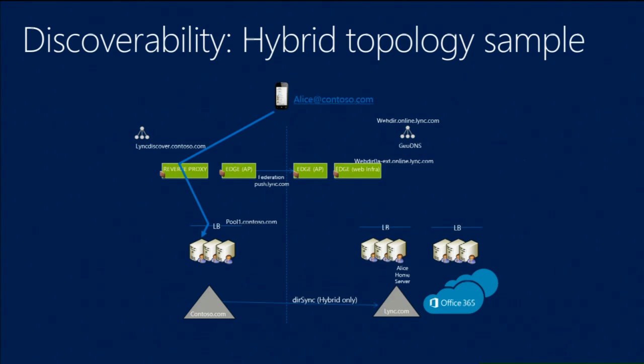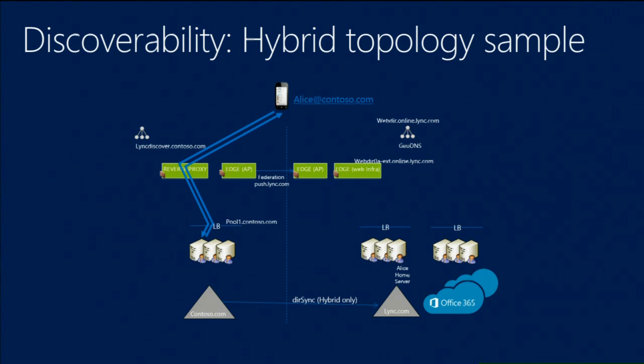So when Alice tries to connect to the UCWA server, and Alice is actually a user that's in the cloud, Alice uses linkdiscover.contoso.com, which is hosted by our internal pool, goes through the reverse proxy, asks the pool, could you please tell me where my UCWA server is? The pool does a lookup, finds out Alice is actually an online user, formats this in a nice and neat XML file, talks back to Alice, says, well, this is your UCWA server.